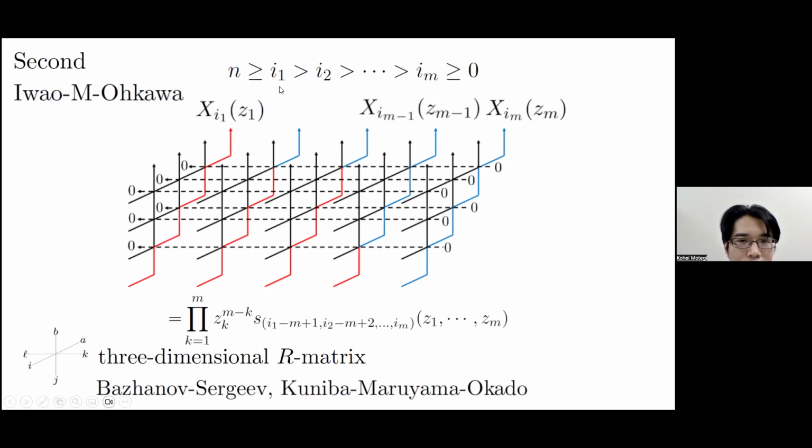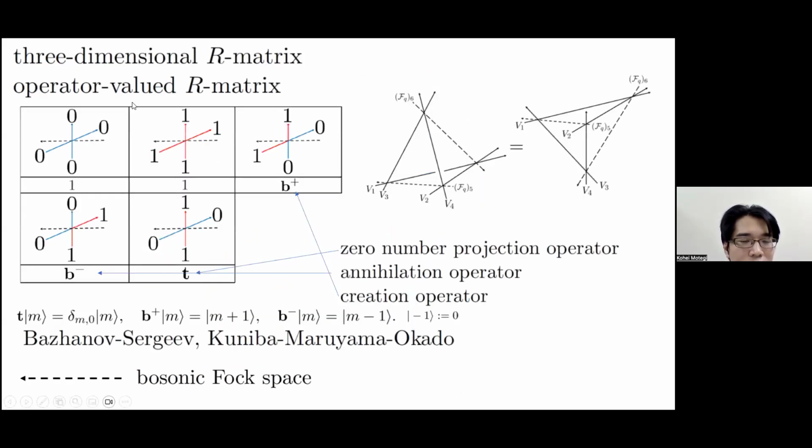And this subscript is, here, I1 is larger than I2 and I2 is larger than I3. But we also have the case when I1 is equal to or larger than I2. So you can relax this condition, but for simplicity, I will just show this result. And I should explain this operator valued R matrix, or equivalently a three-dimensional R matrix.